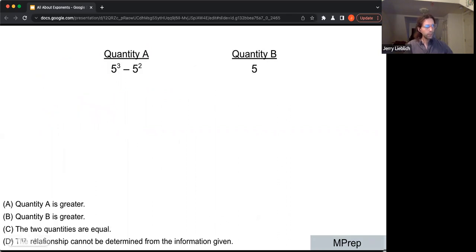Now, just a note, QC, or quantitative comparison, for those who are just starting out, always look like this. You've got quantity A, quantity B. Sometimes they give you some info up top. And our answer choices are always the same. You're picking the greater side. You're picking C if they're equal. You're picking D if it can't be determined. So once you determine this, let me know in the chat.